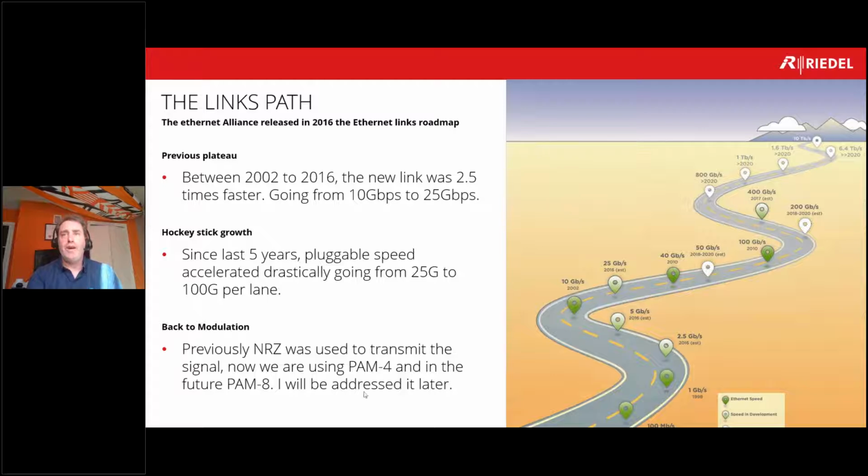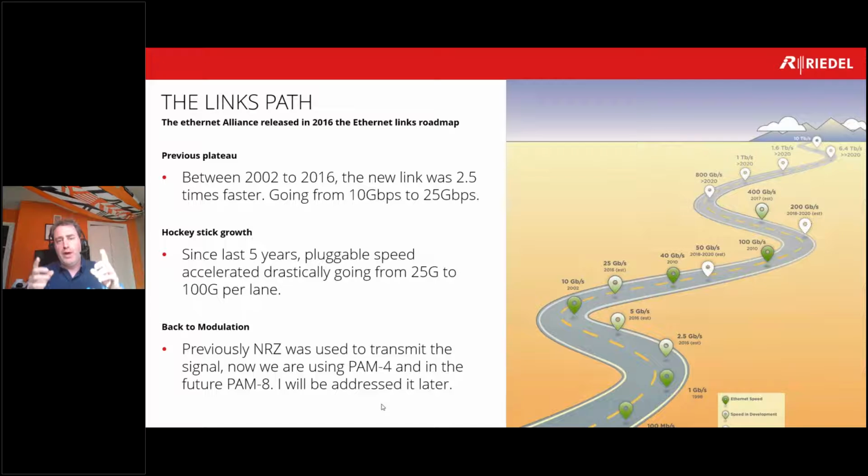One cool thing you have to see, I know my slide has a lot of text, so you can look at it maybe after, but 2002 to 2016 was not a big step. We increased by 2.5 times, but then we reached the peak with 25 gig and then 400 and so on and so on. How do they do that?